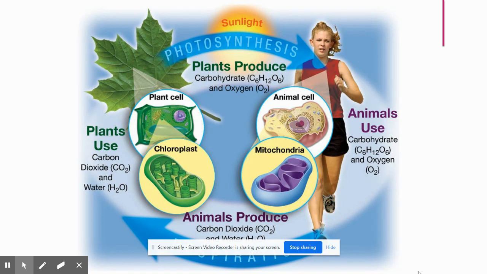So plants use carbon dioxide and water. Animals produce carbon dioxide and water. Plants produce glucose and oxygen. Animals use glucose and oxygen. So you can see if we were to write this as a chemical reaction, they would be going in the opposite direction. In fact, that's what we find. They are pretty much opposites of each other.